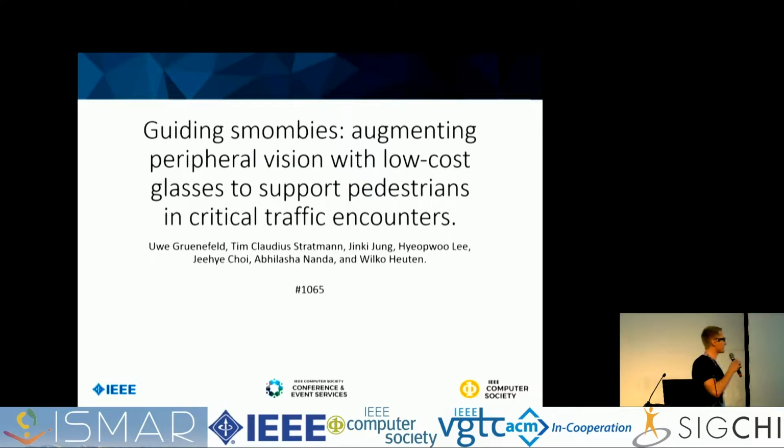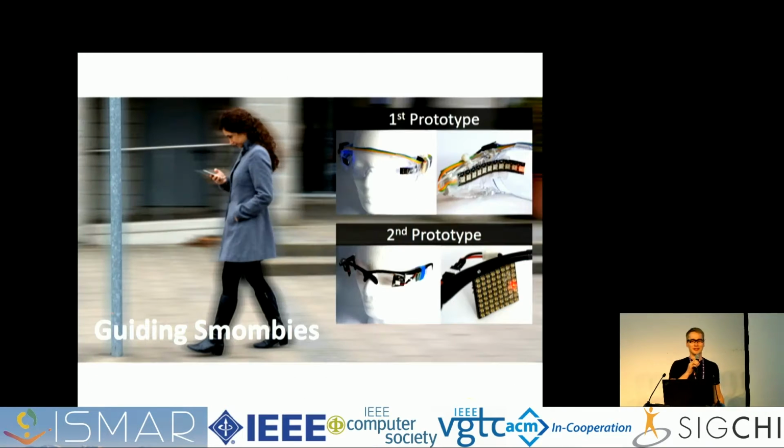My name is Uwe Grünefeld. I'm from the University of Oldenburg, and I'm talking about how to guide smombies. So smombies, that's a word that appeared in 2014, 2015 in Germany, which means people that are actively on their phone, and they are basically like zombies because they don't realize anything anymore.